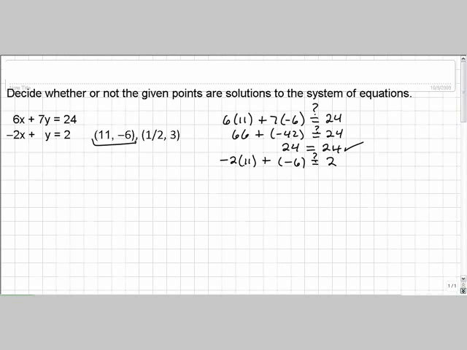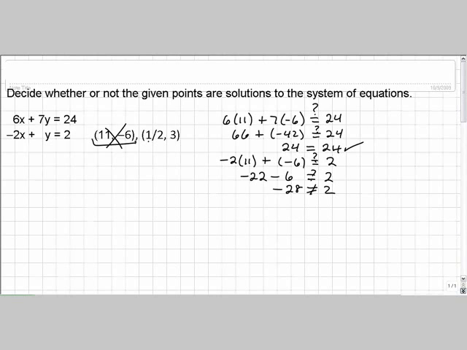So -2 times 11 is -22, minus 6, and we want to know if that equals 2. Well, it's obvious that this is not true. -28 does not equal 2. All right, so since the point is a solution to the first equation but not the second, it's not a solution to the system. Let's check the other point the same way.